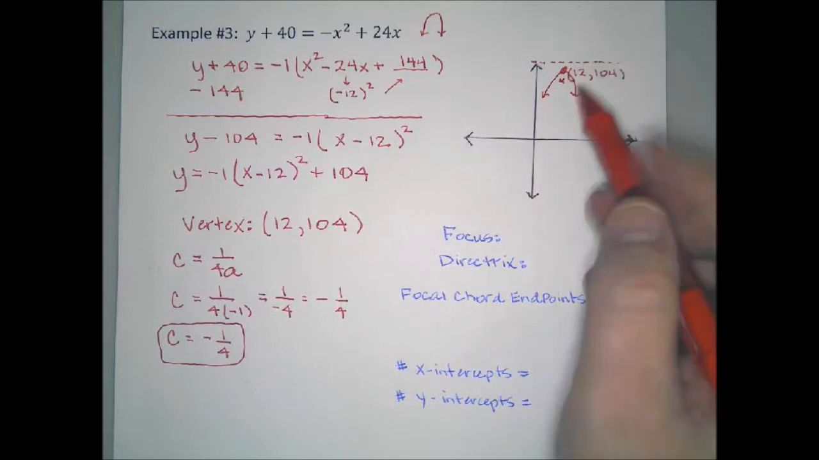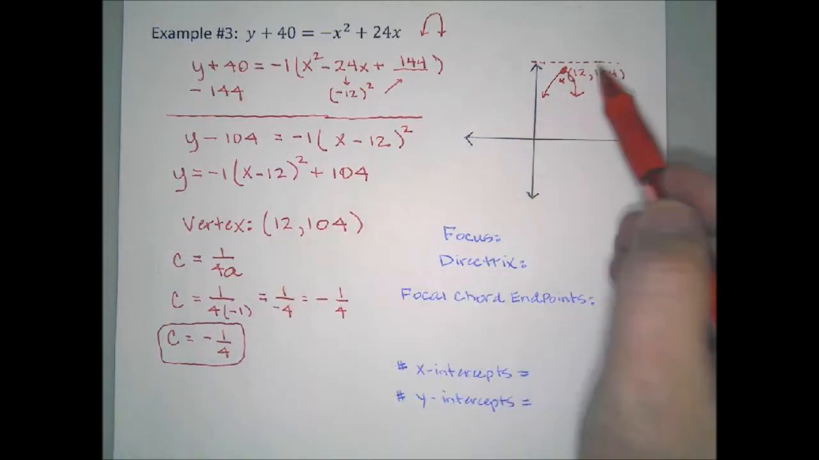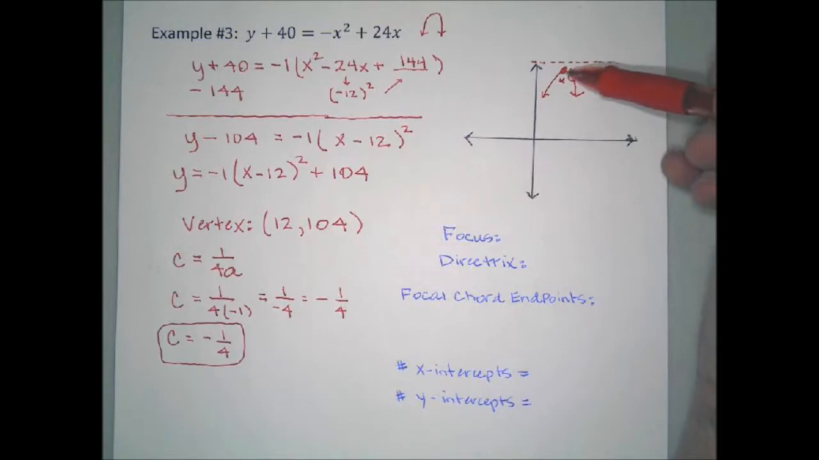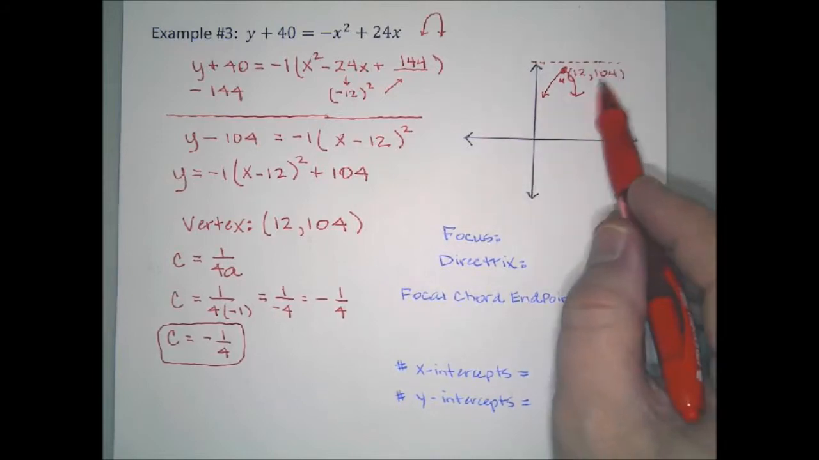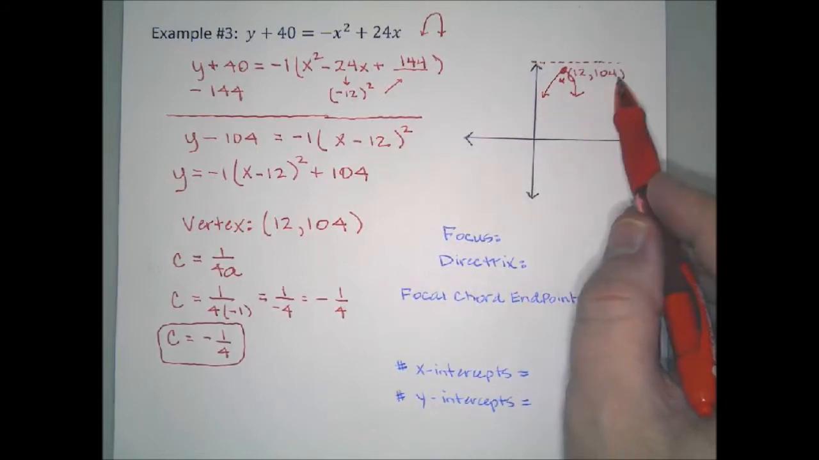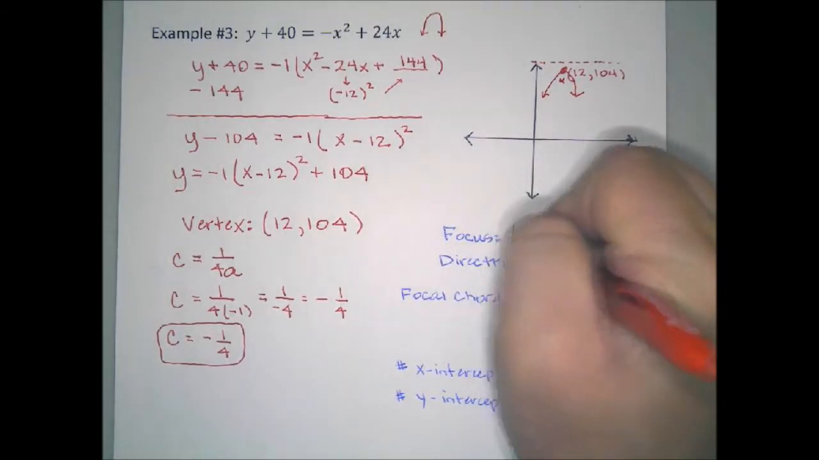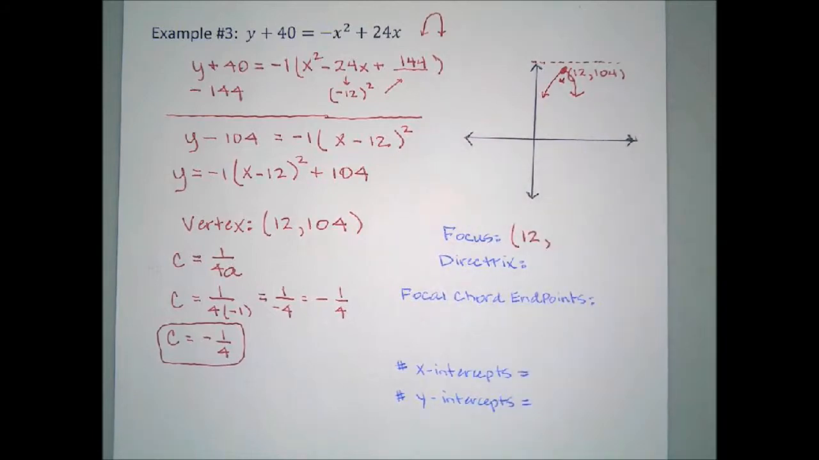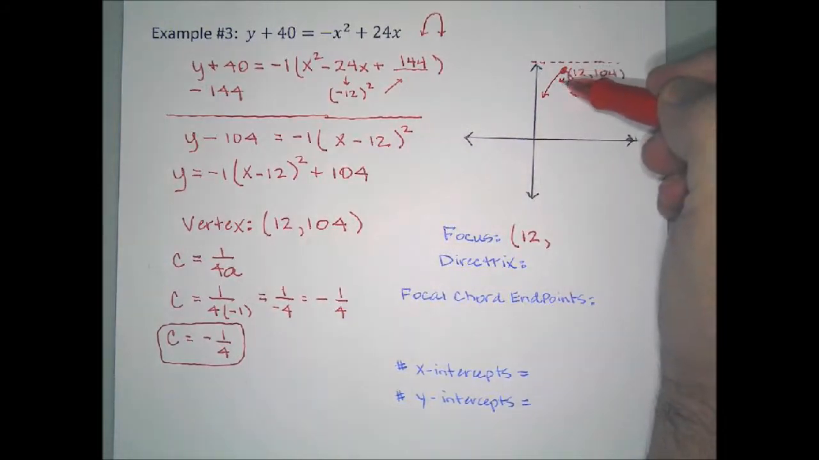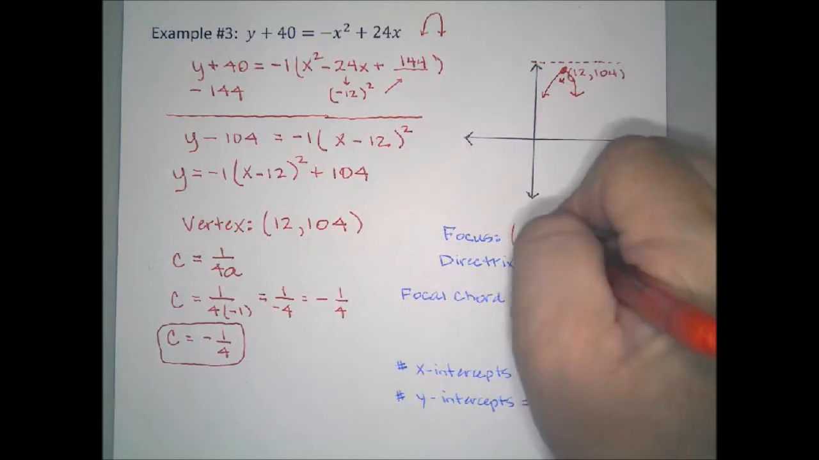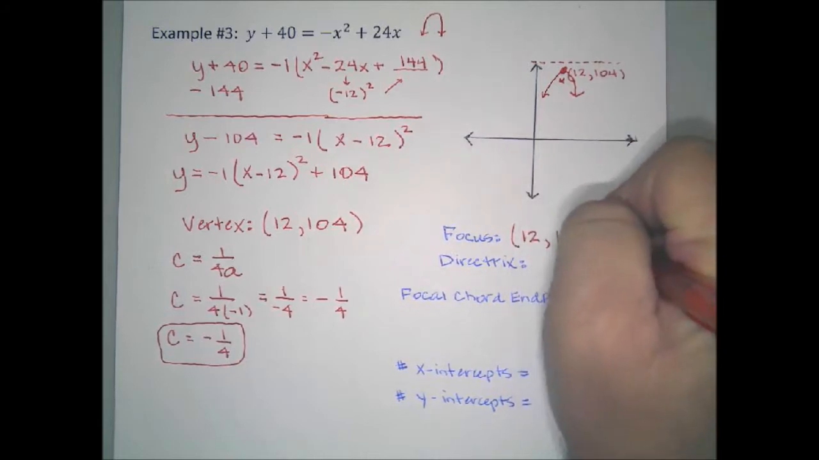So let's go back to the vertex. If my vertex was at 12, 104, and I take a quarter of a step down, well, when you travel up and down, the only coordinate that changes is the y coordinate. So I know the focus has an x coordinate of 12, but what's the y coordinate? Well, if I was at 104 and I dropped 1/4 of a step, I'm now at 103 3/4.